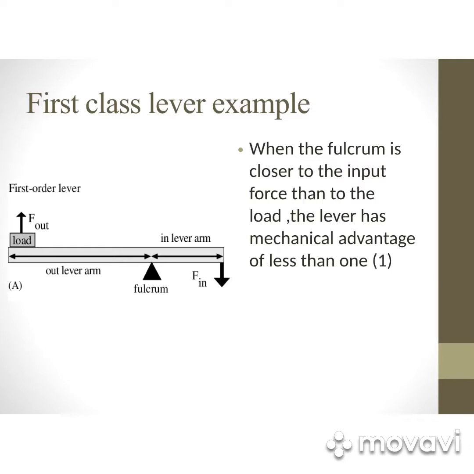So remember, a machine that has a mechanical advantage of less than 1 will reduce the output force, but can increase the distance objects move. So a mechanical advantage less than 1 will help you move an object over a very far distance.